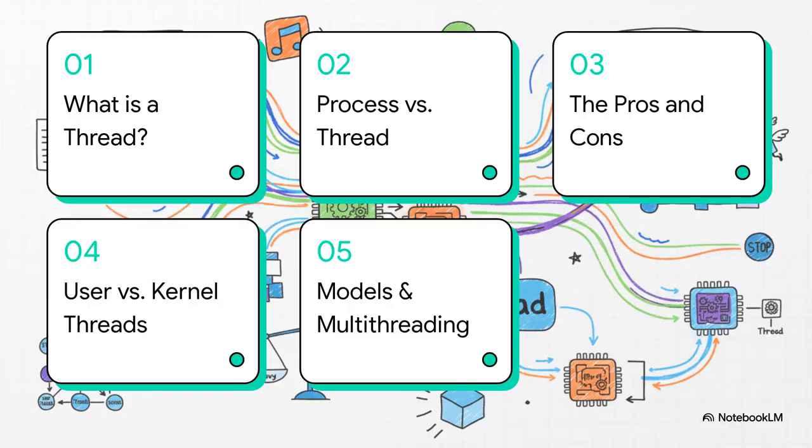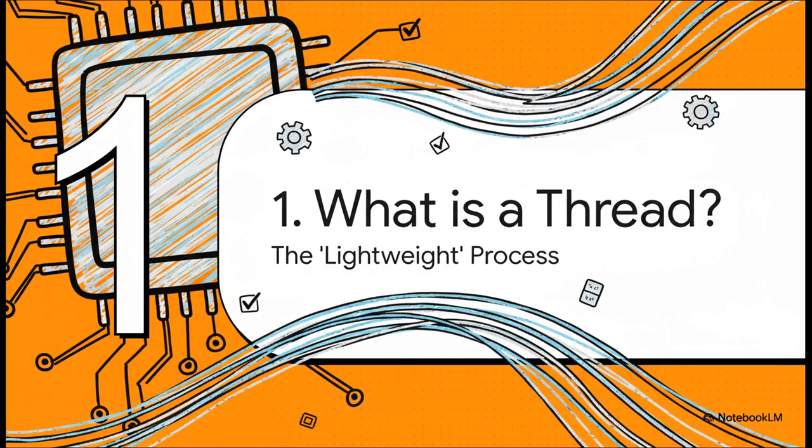All right, so here's our game plan. We're going to start with the absolute basics, what a thread even is. Then we'll see how it's different from a process, weigh the good against the bad, figure out who's actually in charge of them, and finally, see how this all comes together in multi-threading models. Let's jump right in. First up, what exactly is a thread?